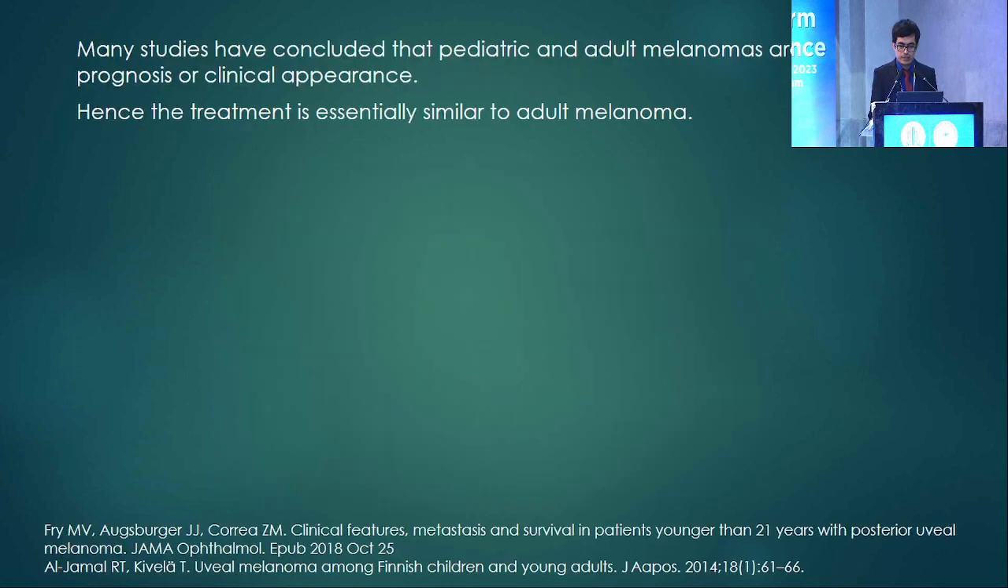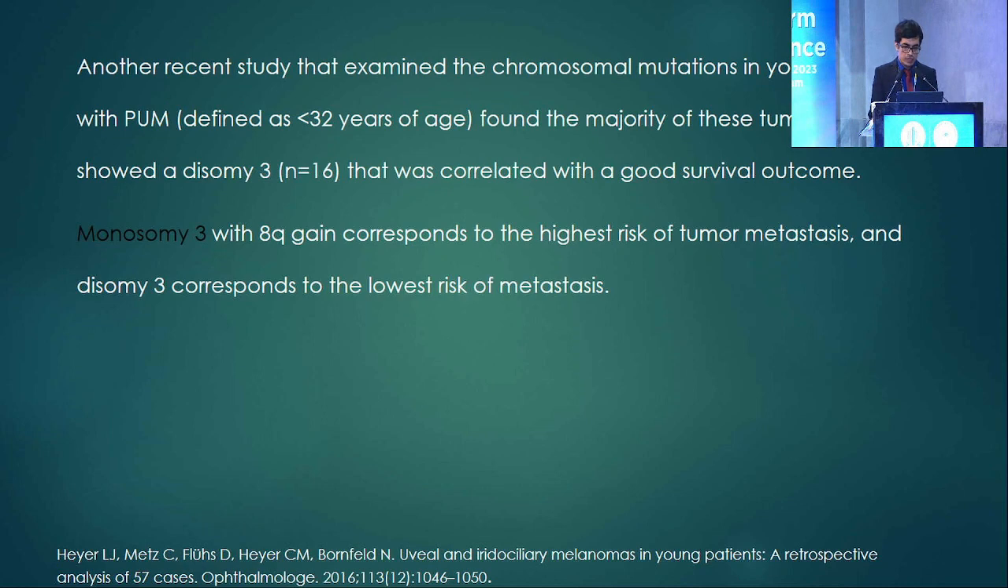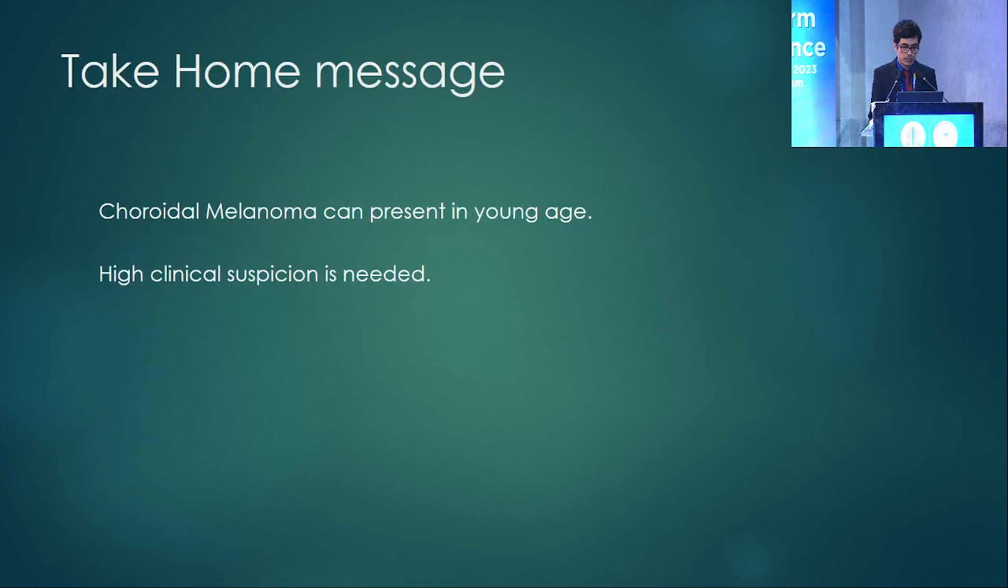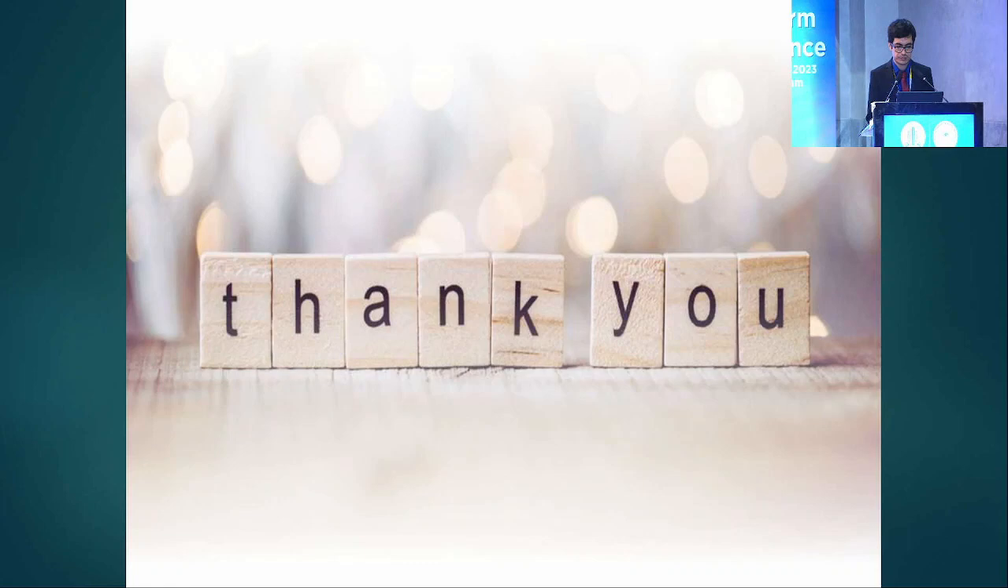Many studies have concluded that pediatric and adult melanoma are similar in prognosis and clinical appearance, and the treatment is essentially similar. Regarding chromosomal mutations in young patients, it was found that the majority had disomy 3, which is correlated with good survival outcome. Monosomy 3 and 8q gain correspond to the highest risk of metastasis. My take home message is that choroidal melanoma can present at a young age and high clinical suspicion is needed. Thank you.